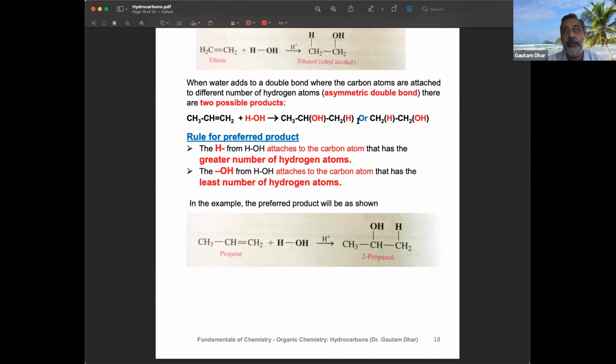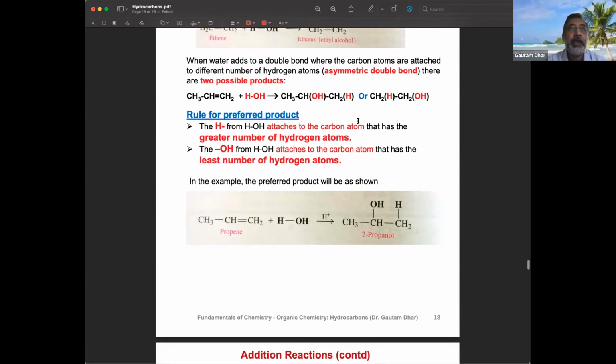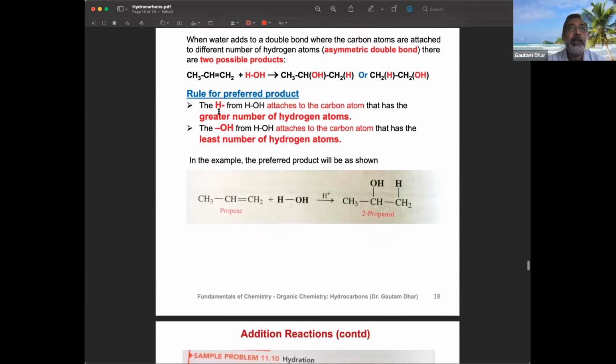Where should it go? Which is more preferred? The rule says that the hydrogen attaches to the carbon atom that has the greater number of hydrogen atoms. So that's the more preferred. That means both products will form, but one will be greater than the other.